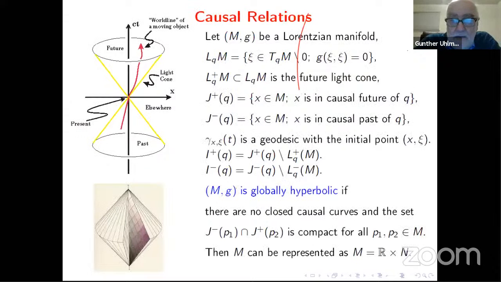And I had to make another definition, the causal relations. So this is a light cone starting at a point q. These are points in the tangent space where the metric vanishes. Plus is the future light cone and minus is the past. And this denotes the causal future, that means including the inside and including the boundary of the cone. And I plus indicates the interior of this light cone.